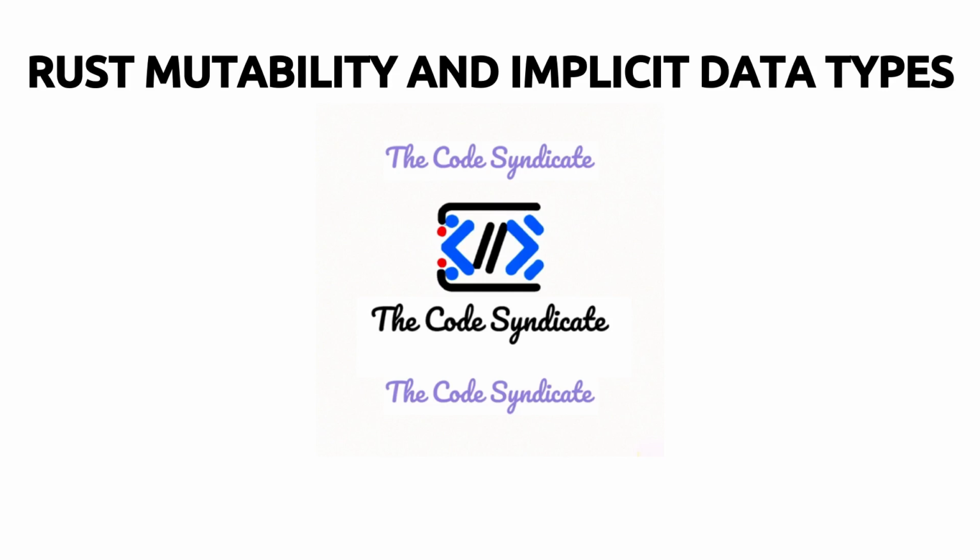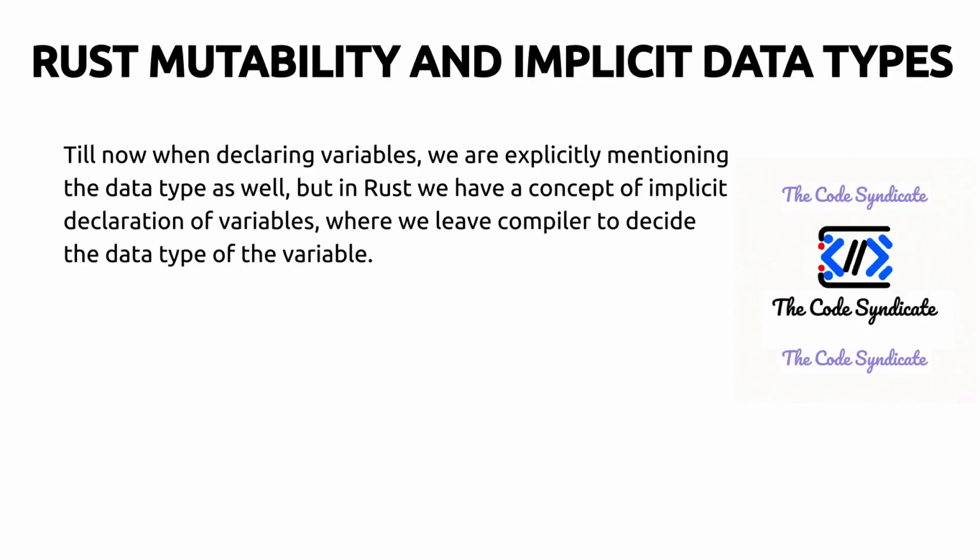In this video, we will discuss mutability in Rust as well as implicit declaration of variables. Till now, when declaring variables, we have been explicitly mentioning the data type as well. But in Rust, we have a concept of implicit declaration of variables, where we leave the compiler to decide the data type of the variable. Let's look at the example.